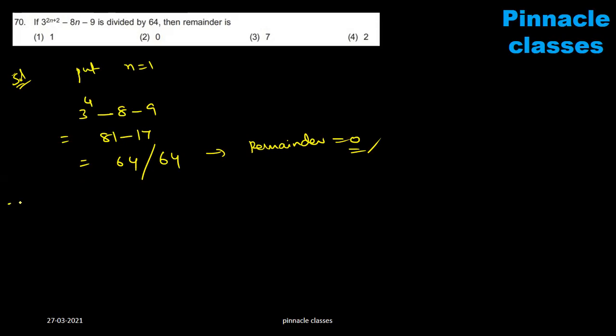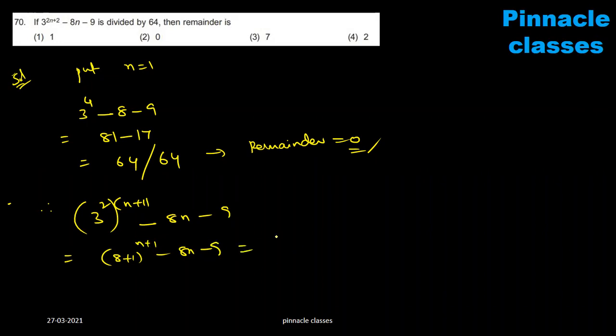But what is the actual procedure? Now see. So 3 power n plus 2, how to write here? This is 3 square whole power n plus 1 minus 8n minus 9. 3 square means 9, that means 8 plus 1 whole power n plus 1. We can write expanding: n plus 1 C naught 8 power n plus 1, plus n plus 1 C1 8 power n into 9 power 1, plus n plus 1 C2, and so on like that.